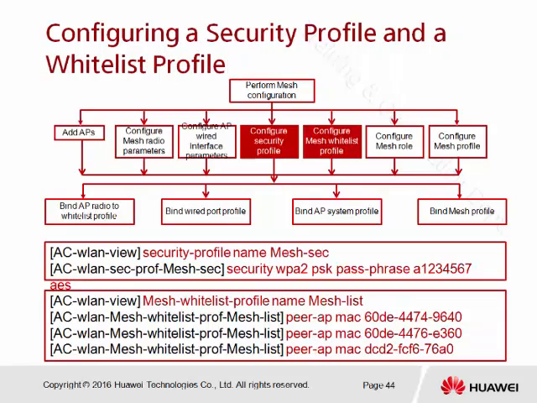Okay, now we have done creating the profile. So the next one, don't forget to configure the security profile. As usual, we just create a security profile and give a name there. I put mesh-with-set. This is the security profile used by the mesh. And we're going to select WPA2 here, followed by the pre-shared key.